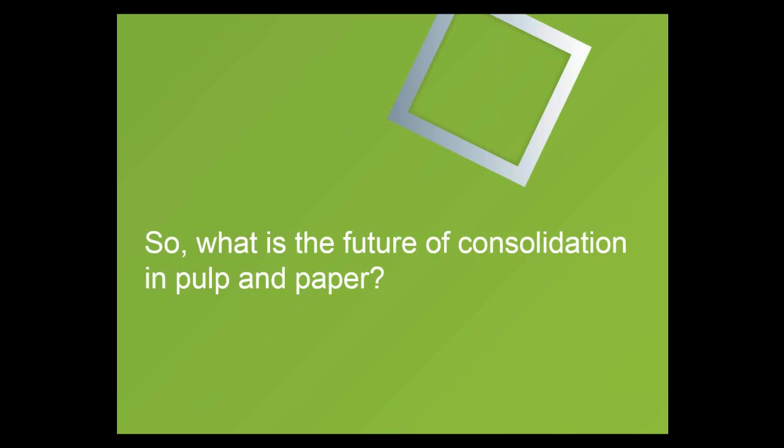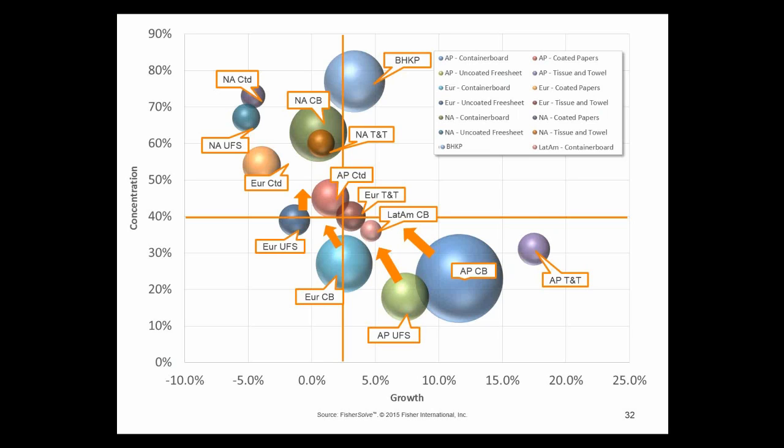So what's the future? How can we use these analyses to really construct a clearer picture of what we think is going to happen and where the high activities might be in terms of mergers and acquisitions? We constructed a bubble chart here, and this is plotting the growth against the degree of consolidation, or the degree of concentration. The bubble size indicates the production capacity of the market.